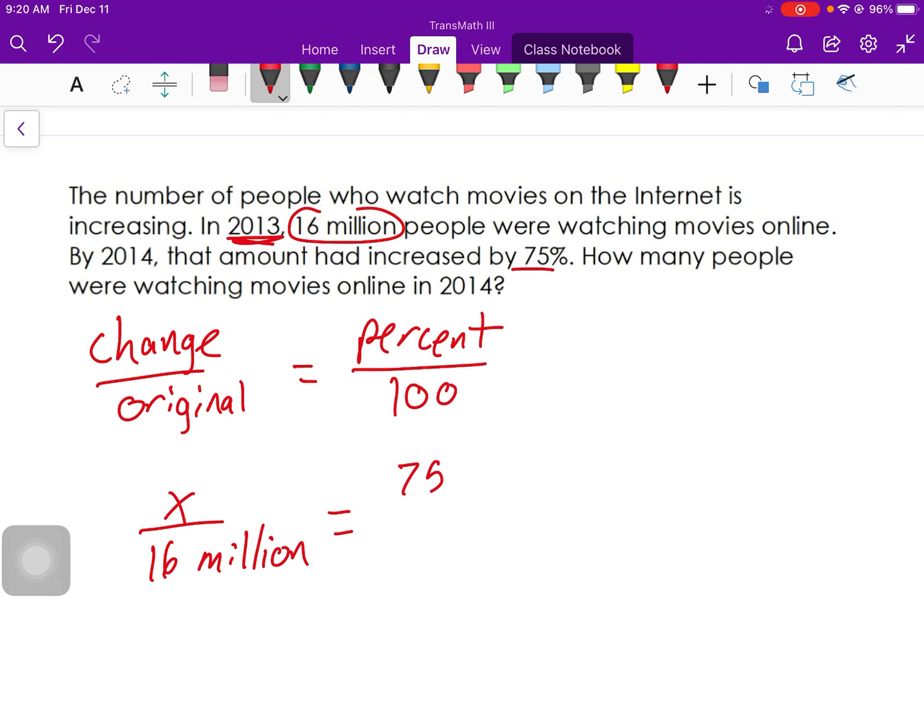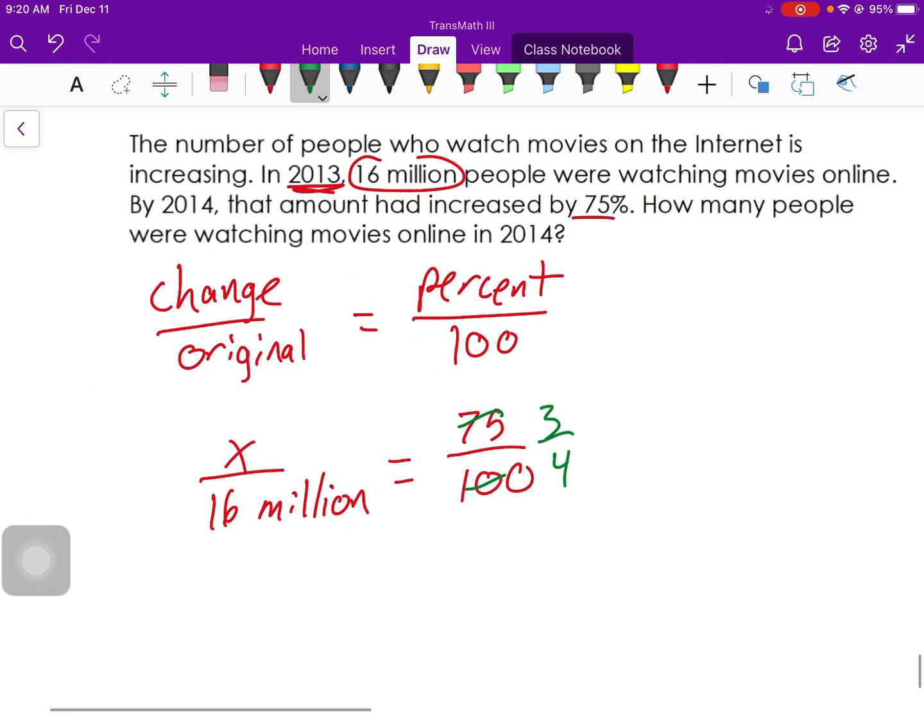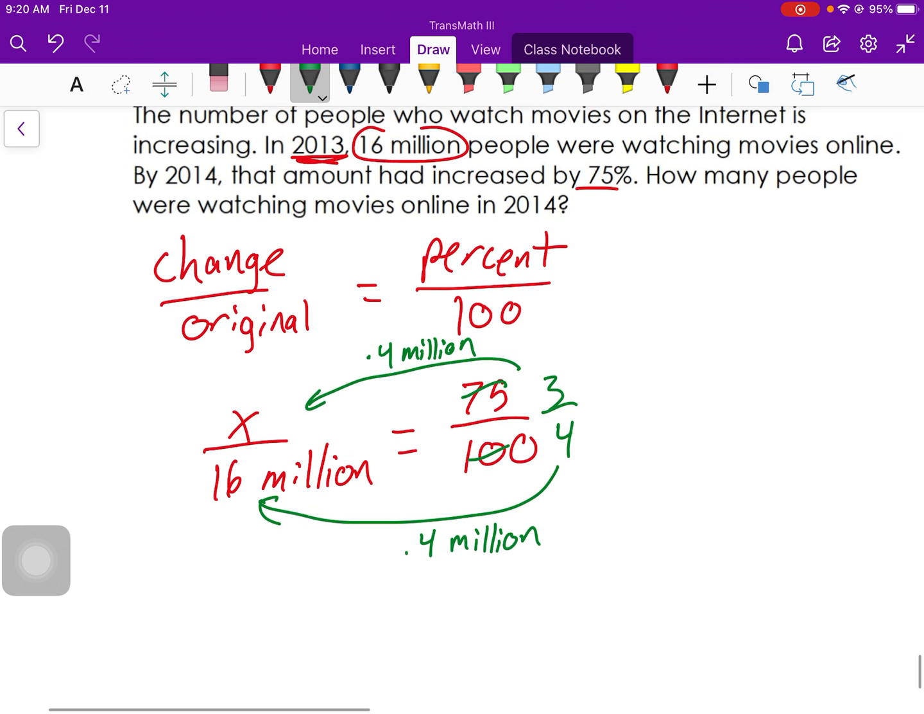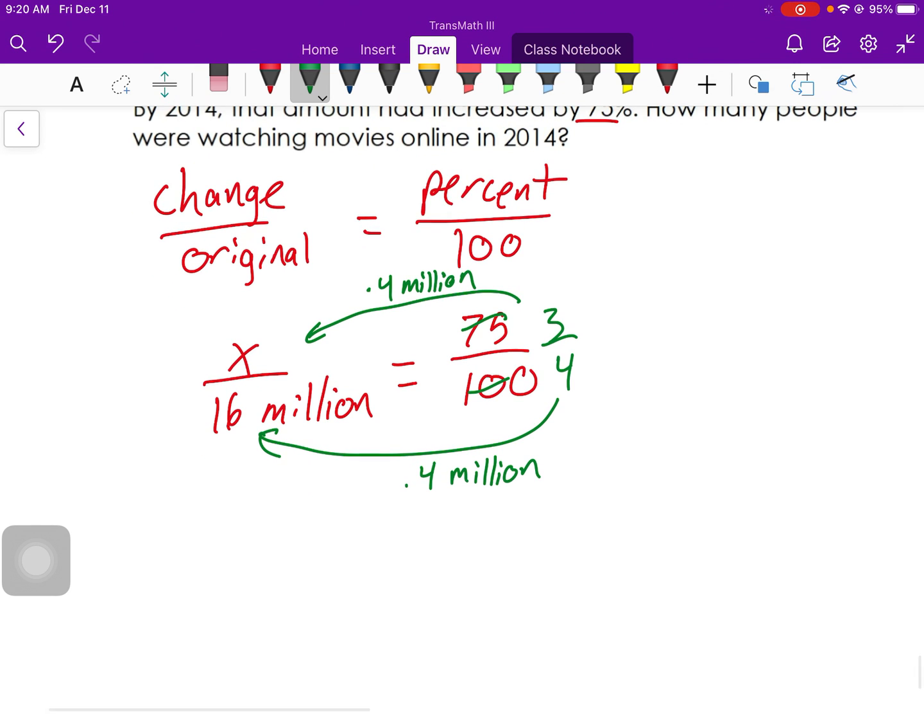It increased by 75% out of 100. Like I've shown multiple times before, 75 out of 100 is 3/4. I can go from 4 to 16 by multiplying by 4. So 4 to 16 million would be multiplying by 4 million. So this is also times 4 million. So 4 million times 3 tells me X equals 12 million.